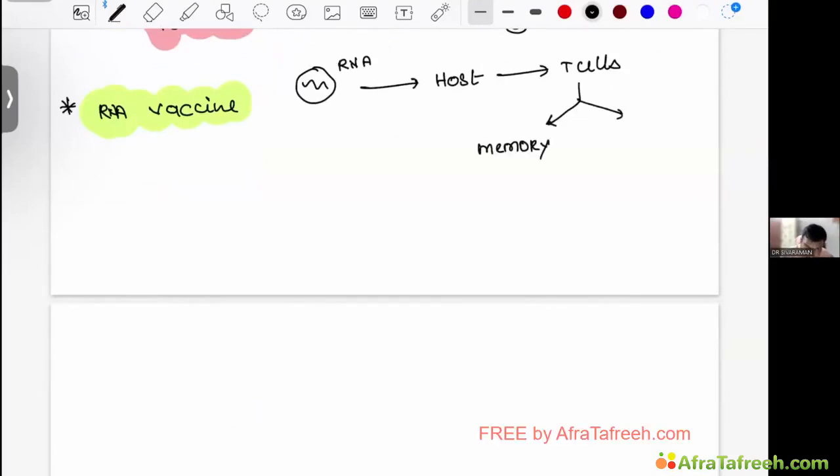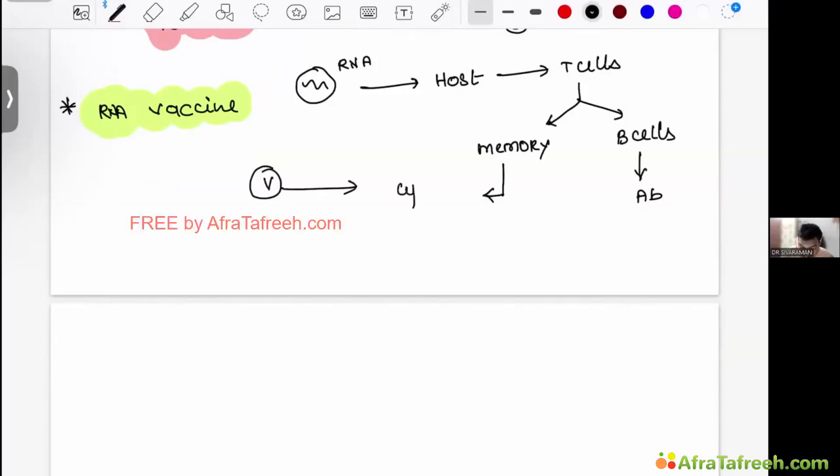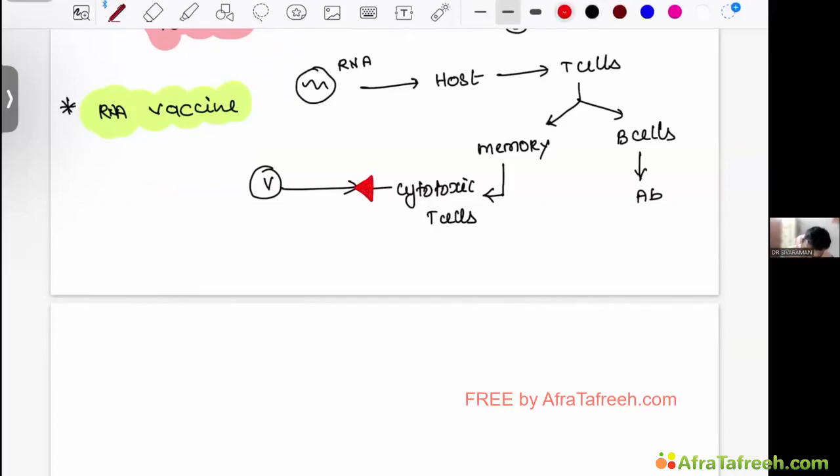It is also going to activate the B cells. The B cells are going to produce antibodies, which are stored in memory. And whenever a new virus comes, this virus will activate these memory cells, and cytotoxic T cells will be produced. These cytotoxic T cells will go and destroy the virus.